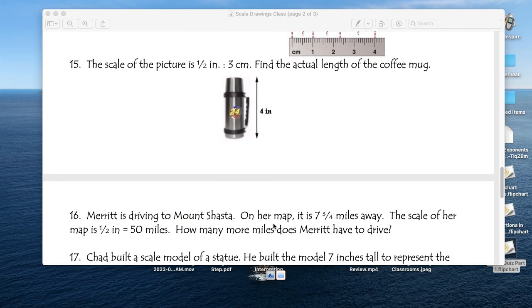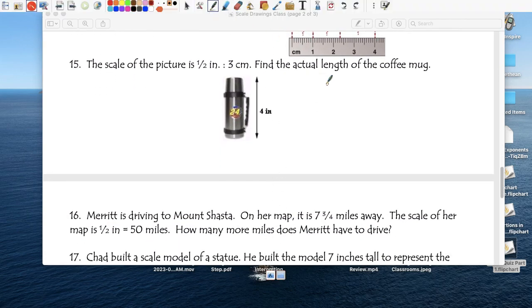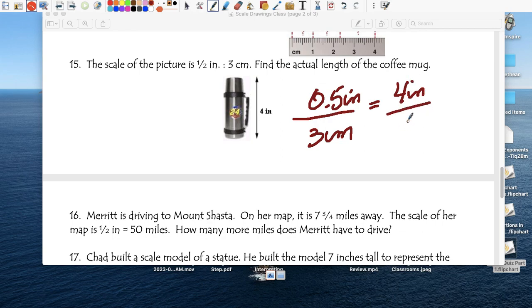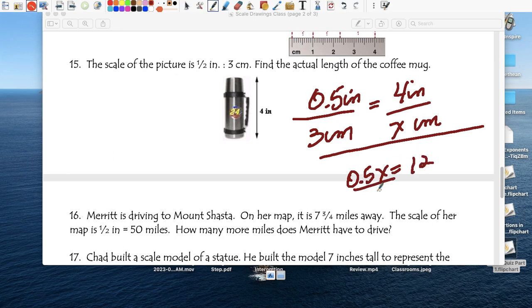Number 15. Find the actual height of the mug. So again, half an inch, I'm going to use 0.5 over 3 centimeters. So in the picture, that mug is 4 inches tall. In real life, how many centimeters will it be? That's what we're looking for, so we'll call this x. Cross multiply, we get 0.5x equals 12, divide both sides by 0.5, and x would be 24 centimeters.